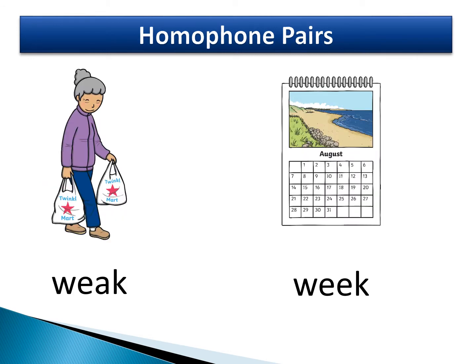Week, week. Same pronunciation, but how different are they in meaning? The first week, this old lady is weak. It is the opposite of strong. Whereas the other week means the period of time of 7 days. How many days are there in a week? There are 7 days in a week.